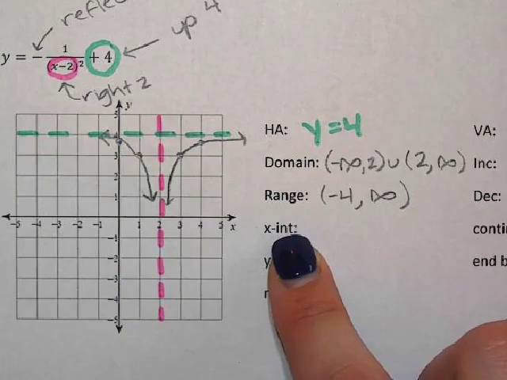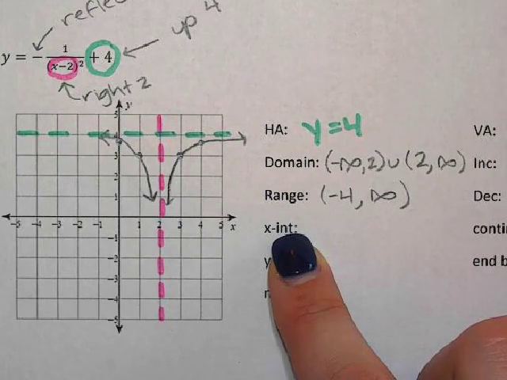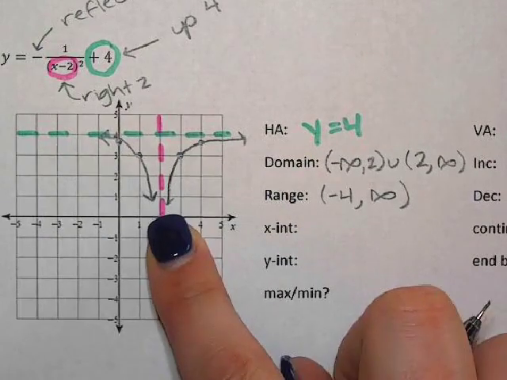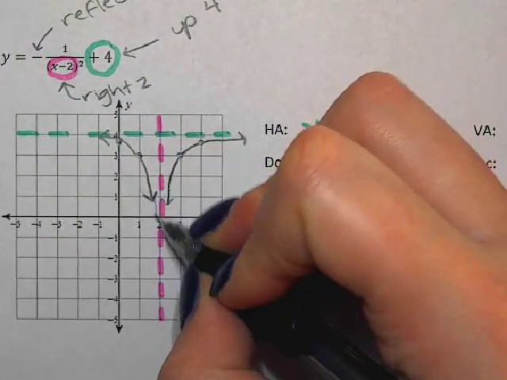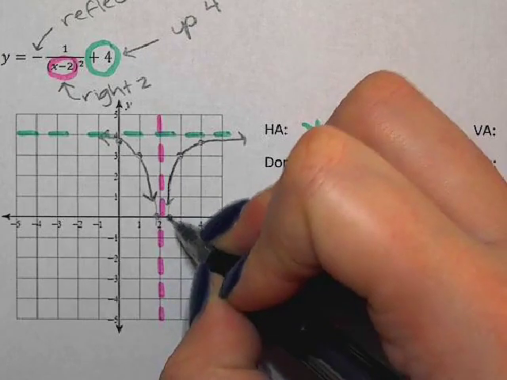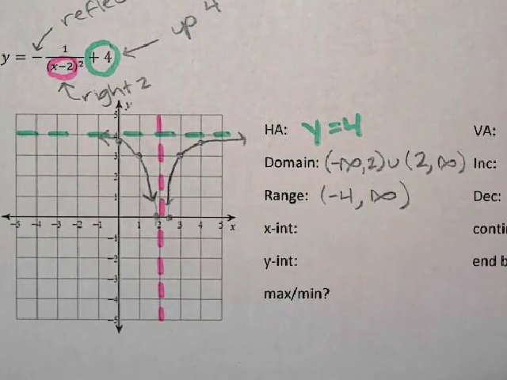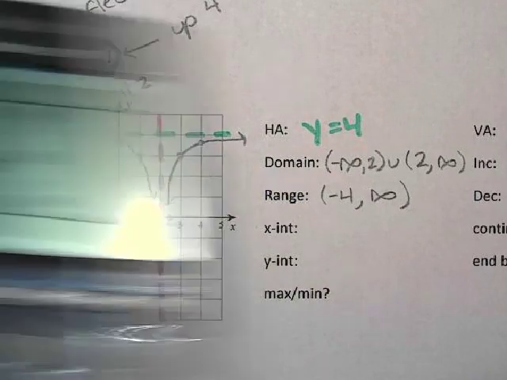All right, how many x-intercepts are we going to have? 2, yeah, do you see it? Because it's going to cross right here, and it's going to cross right there. So we're going to have one x-intercept that's slightly less than 2, one x-intercept that's slightly more than 2.